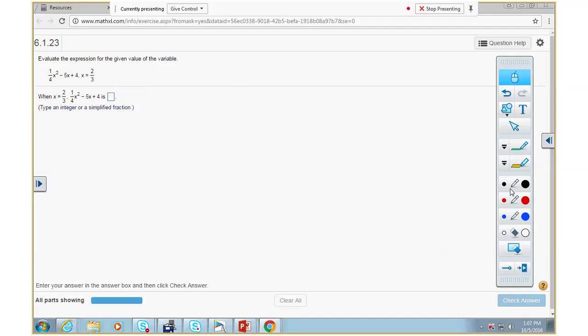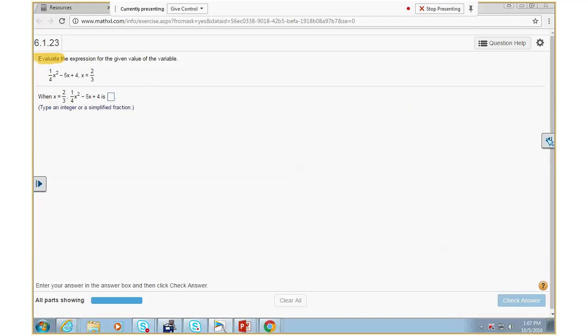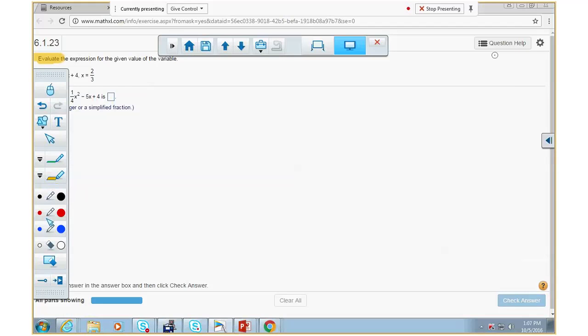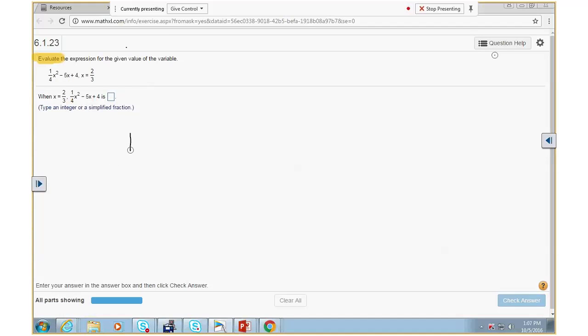What does the word say right here? Evaluate means what? Plug and chug. It means you're not going to use algebra, you're going to use order of operations. So wherever there's an X, I'm going to plug in a set of what? A big set of parentheses. Plus 4. And what are we going to plug in to the big set of parentheses? Say again?